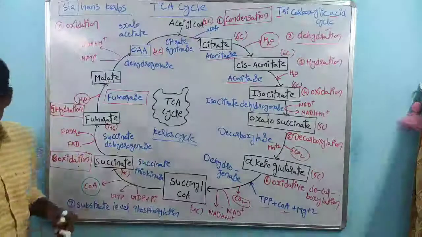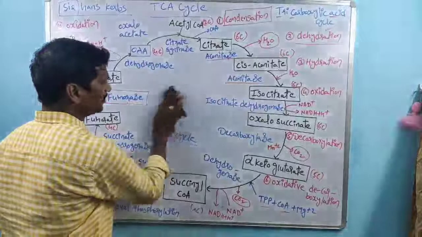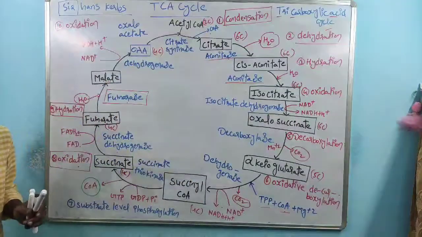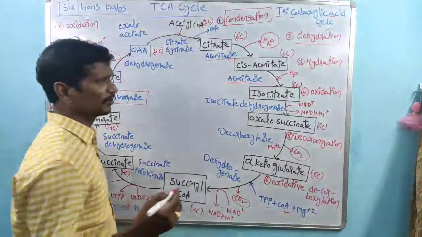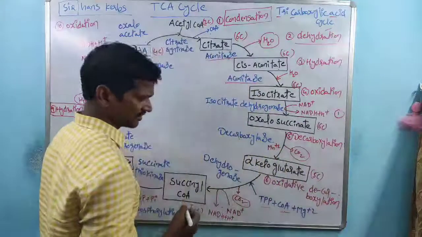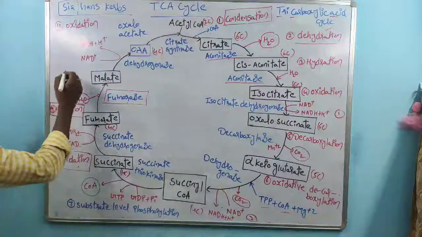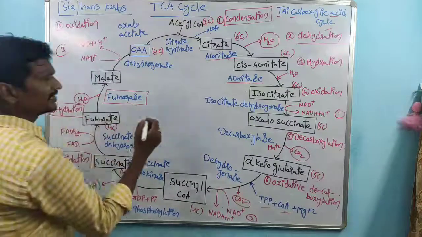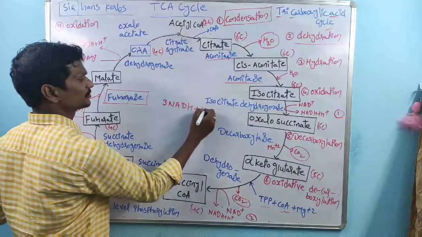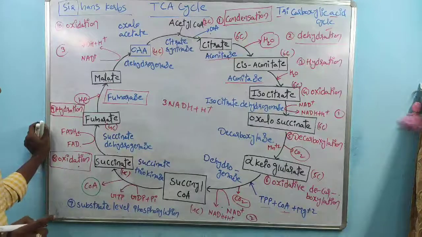So here I would like to ask, how many NADH plus H plus are produced in one TCA cycle? This is the first NADH plus H plus, right? This is the second NADH plus H plus. This is the third NADH plus H plus. So in one TCA cycle, 3 NADH plus H plus are produced.